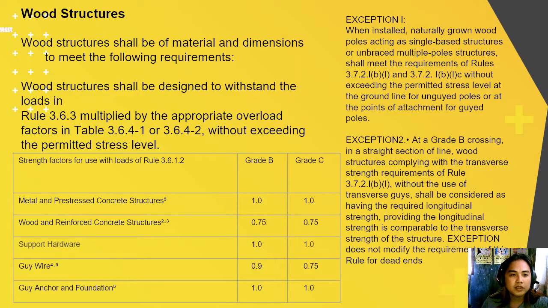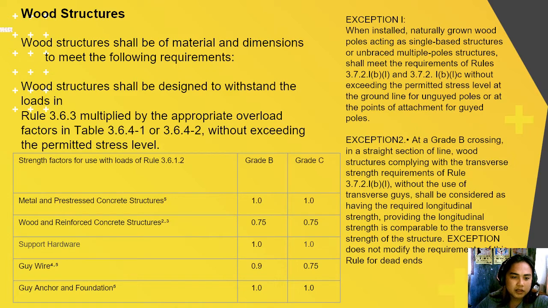For the wood structure, we have a table here. Wood structures should be of material and dimension to meet the following requirements. Our wood structure should be designed to withstand the loads in rule 3.6.3, multiplied by the appropriate overload factors in the table, without exceeding the permitted stress level. So we have here a table. This is Grade B, this is Grade C.